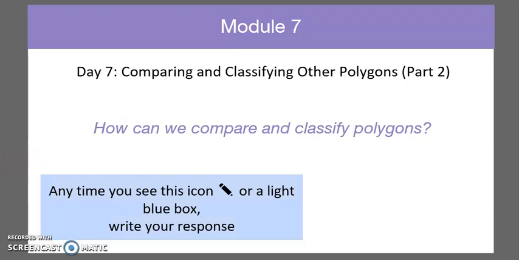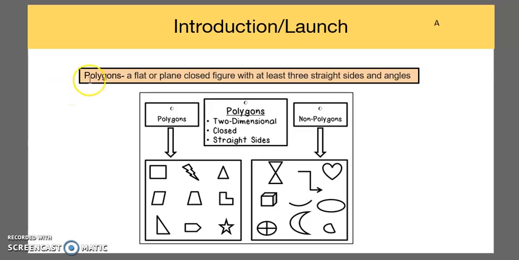Before we get into the main lesson, we're going to go over some vocabulary. To discuss first, a polygon is a flat or plane closed figure with at least 3 straight sides and angles. Here are some examples that are polygons. Notice they're two-dimensional, they're closed, and they have straight sides.